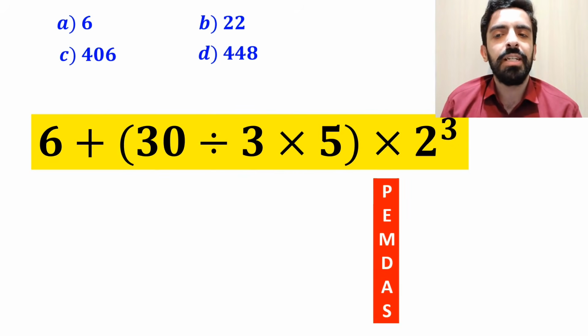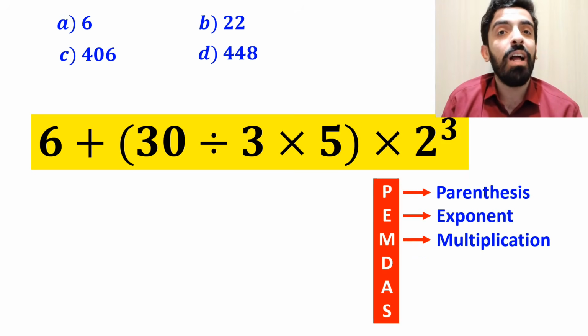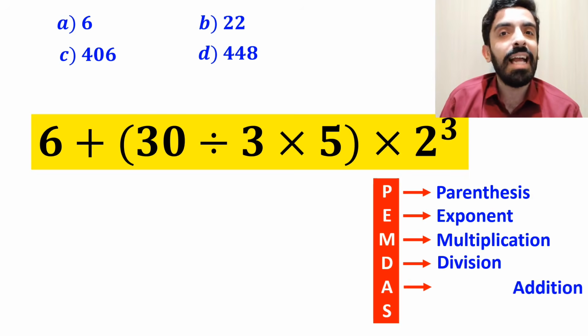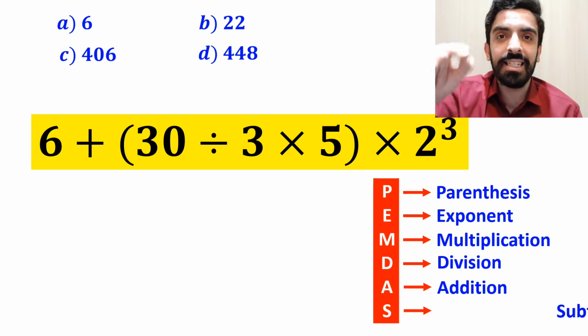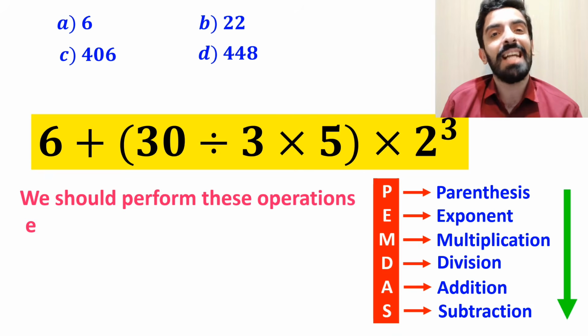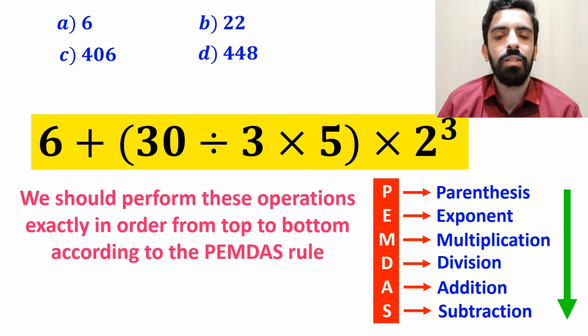To solve this question, we need to follow the order of operations, which is PEMDAS. In this row, P stands for parentheses, E stands for exponent, M stands for multiplication, D stands for division, A stands for addition, and S stands for subtraction. We should perform these operations exactly in order from top to bottom according to the PEMDAS row.